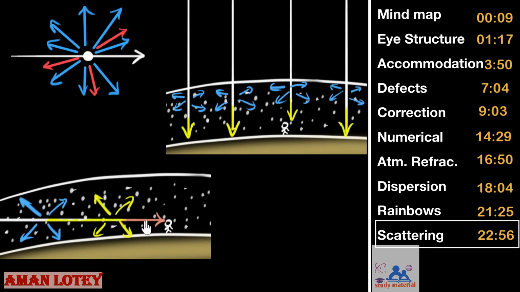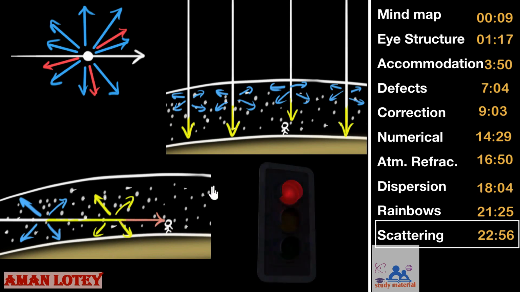And so since red light gets scattered the least, it can travel longer distances. And this is why the stop signal, or usually the danger signals, are denoted by red color. And that, my dear friends, summarizes the entire chapter. Yay!